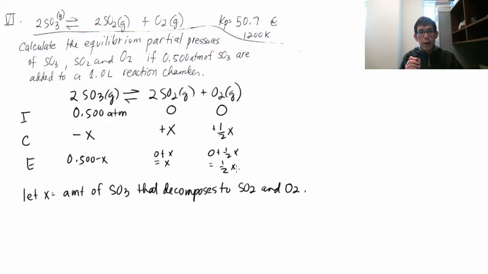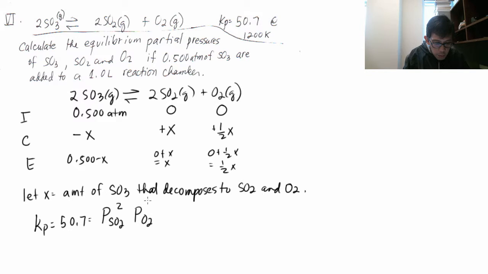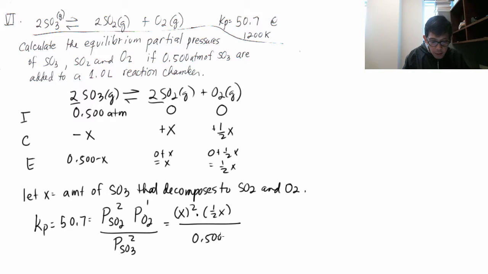So now we do our equilibrium expression. Kp, which has a value of 50.7, is equal to the partial pressure of SO2 squared, partial pressure of O2 to the first, over the partial pressure of SO3 to the second. 2, 2, 1. Okay? Alright, let's plug in the equilibrium values. That will be X squared times 1/2 X over 0.500 minus X, and this is squared.